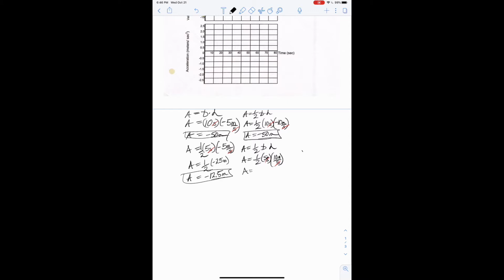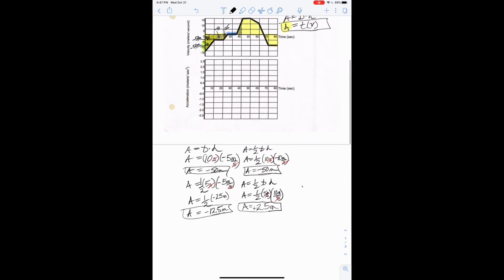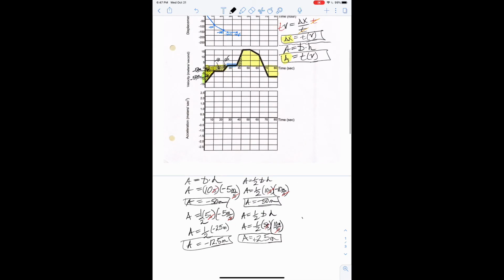Okay, there we go. All right. Okay, 1/2 times 5 times 10 is 25, so we're just going to say 25 meters. This is going to be a positive 25 meters, though. So what we're saying, this is displacement. We're going to change our position by 25 meters in the positive direction.